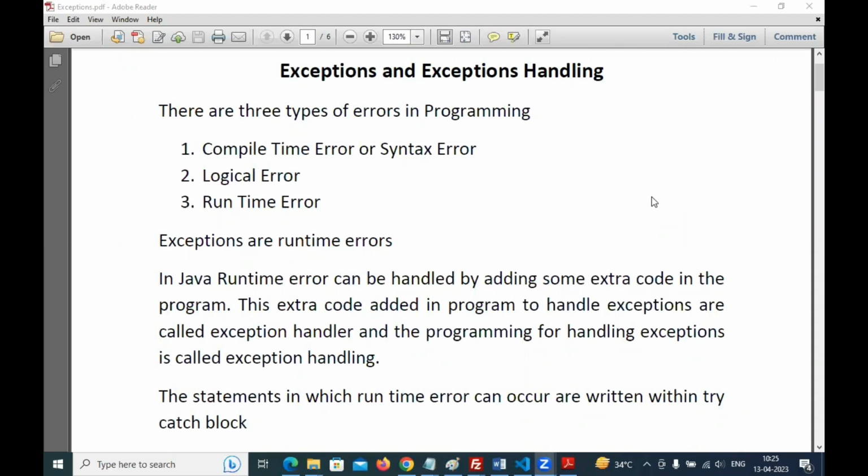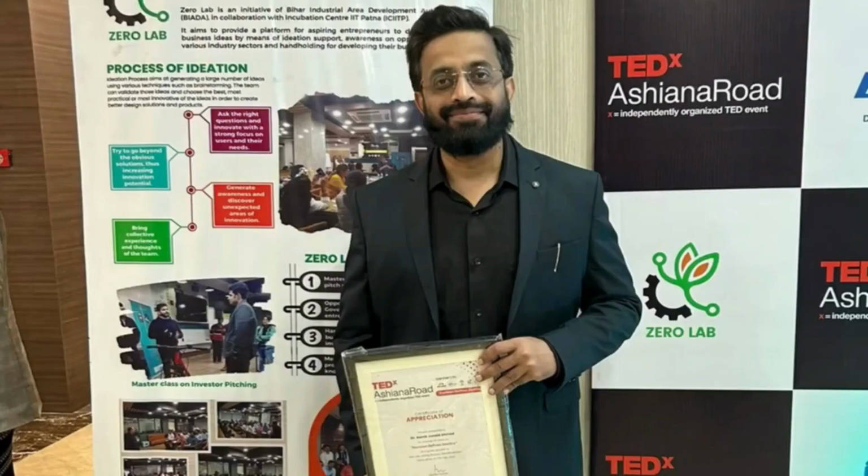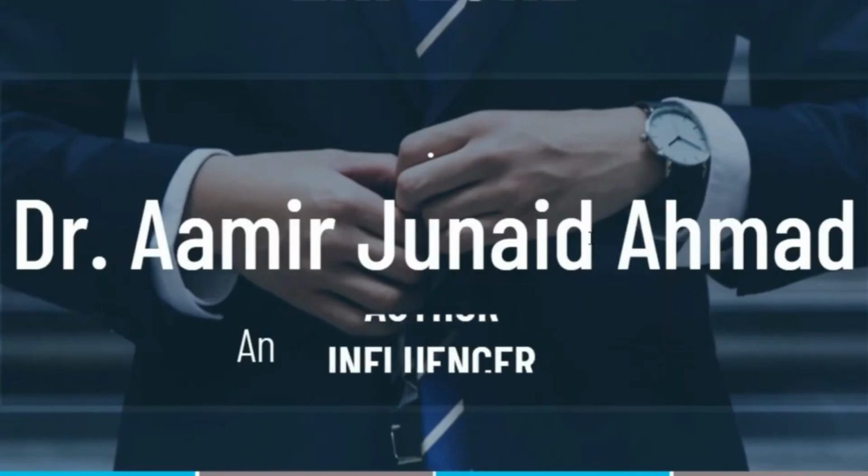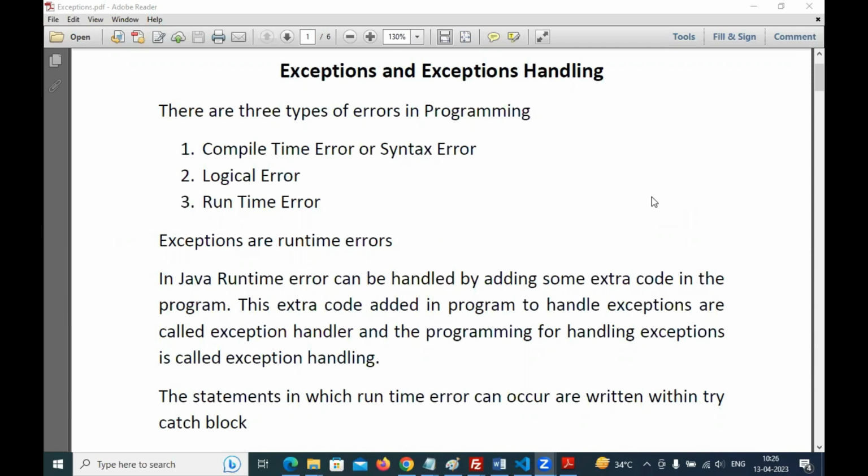So in this session, we are going to learn about exceptions and exception handling in Java. To start with, there are three types of errors in programming: the compile time error or the syntax error, then there is a logical error, then there is a runtime error. And this third type of error is called the exceptions. And the code that we add in our program to handle those runtime errors is called exception handling.